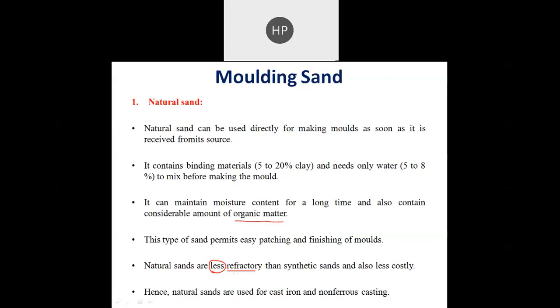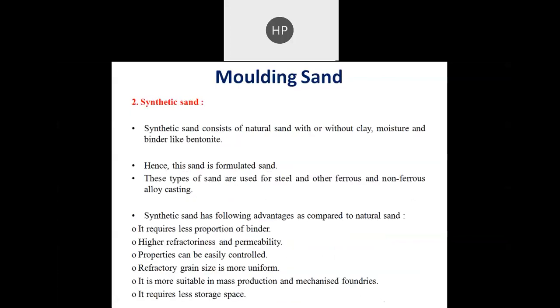But here it is less refractory and has a low cost, and hence natural sands are used for cast irons and non-ferrous castings. So generally for cast iron and non-ferrous castings, this natural sand is used as a molding sand. Then second is synthetic sand. Synthetic sand consists of a natural sand with or without clay, moisture and binder like bentonite.